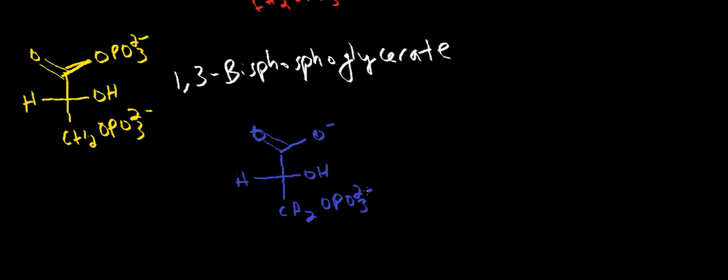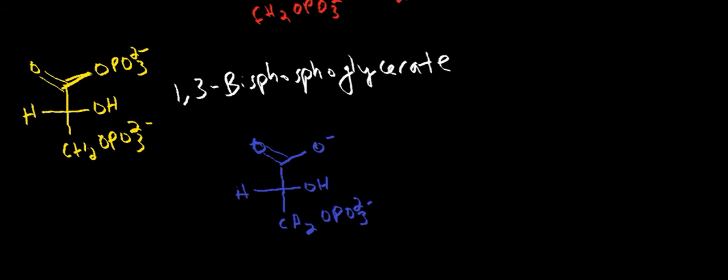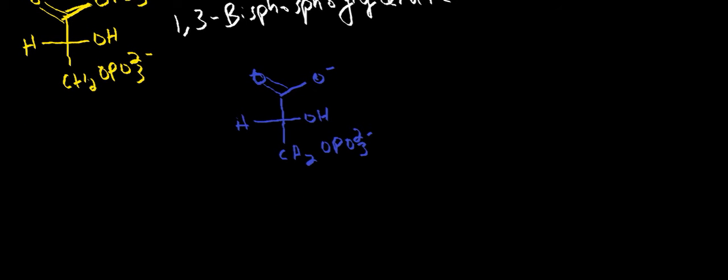Still the same number of carbons. We haven't reduced anything yet. But you have 3 carbons here, and this is how many carbons are in pyruvate. So you won't be losing any more carbons, but you will definitely be changing oxidation states. Alright, so that is 3-phosphoglycerate.